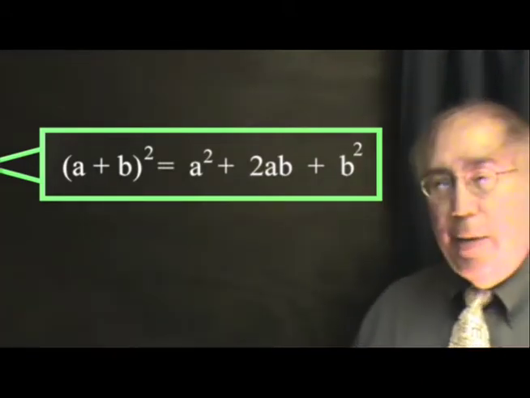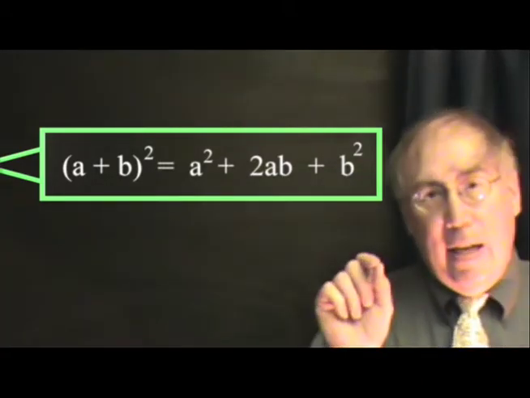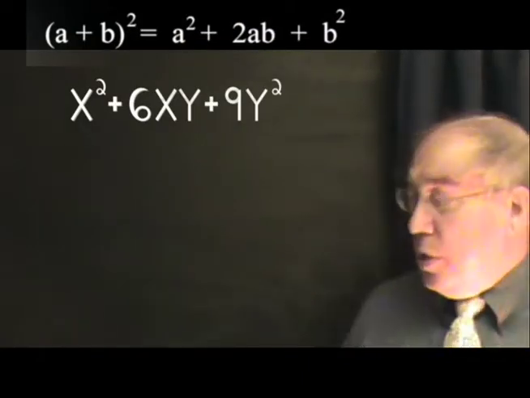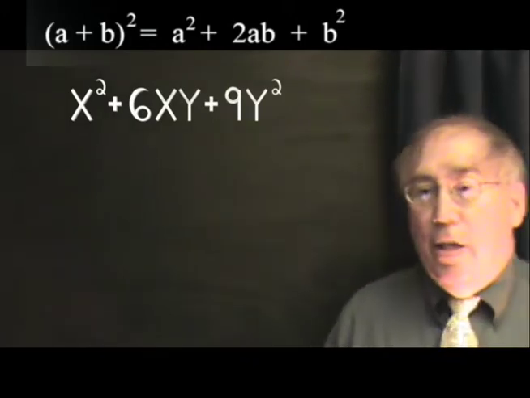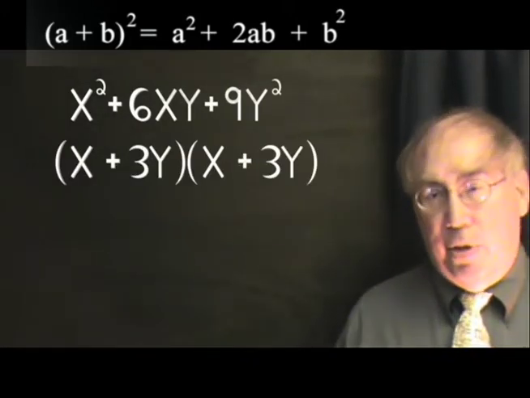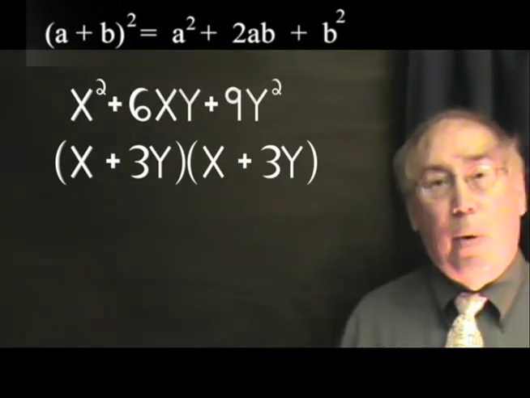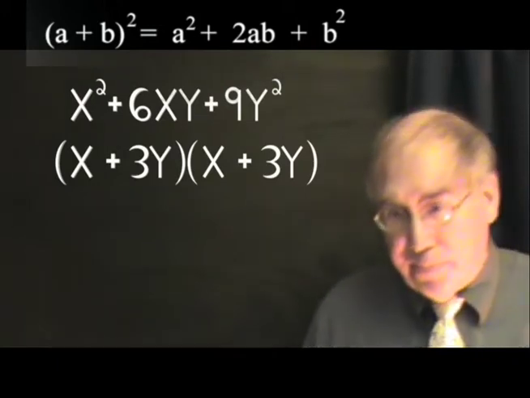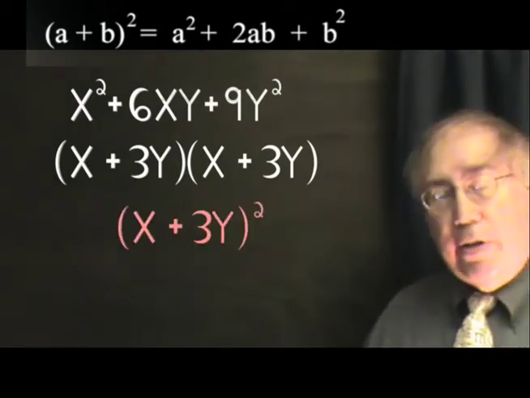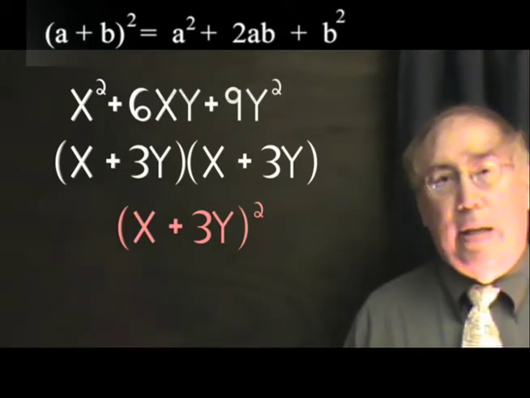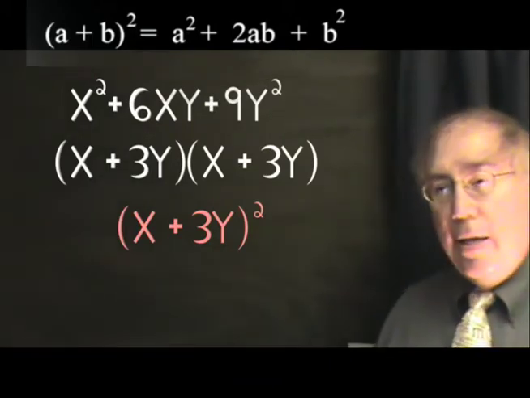Now, our last example had b subtracted from a. In this case, we're going to add a and b together. But it's a perfect square situation. So let's start out, take the square root of x squared, which will be x, and the square root of 9y squared, which will be 3y. And so that's our a and b. Again, you get two factors that are alike because we have a perfect square. So our answer is the quantity x plus 3y squared.